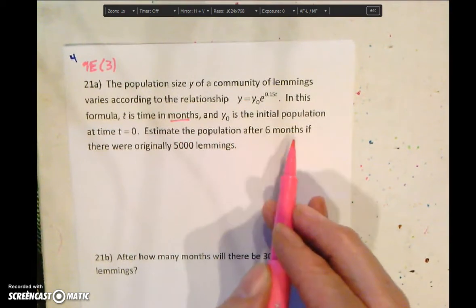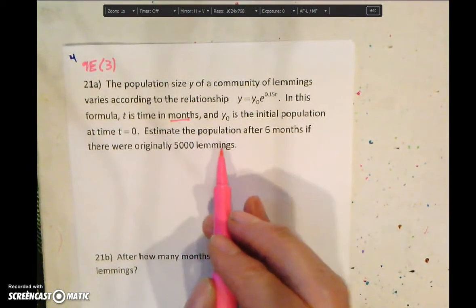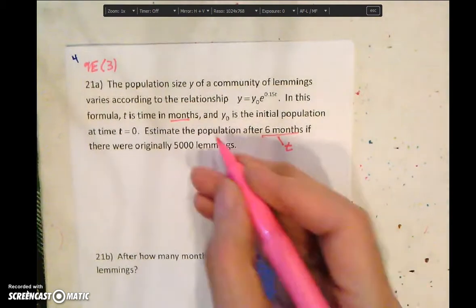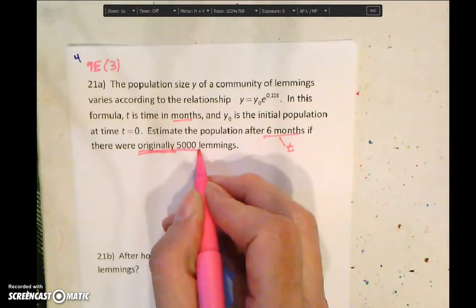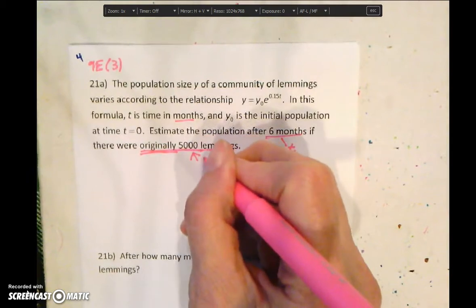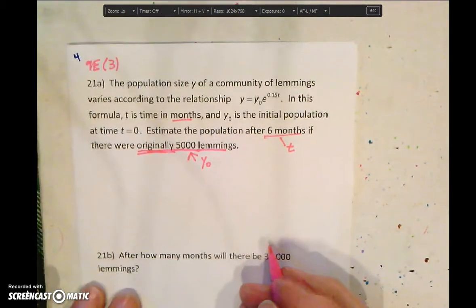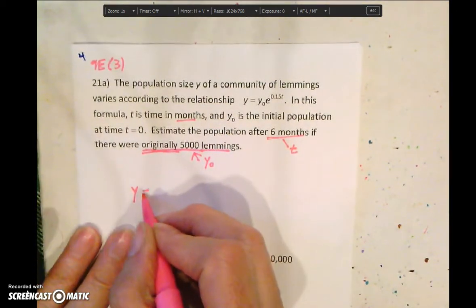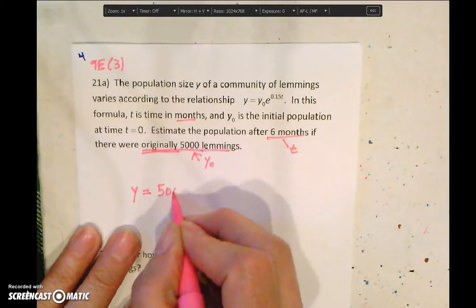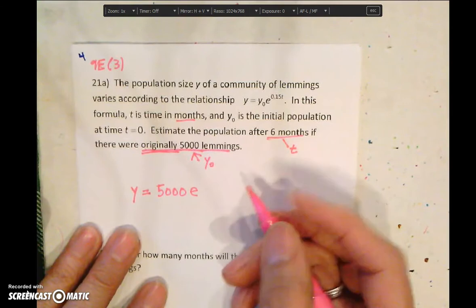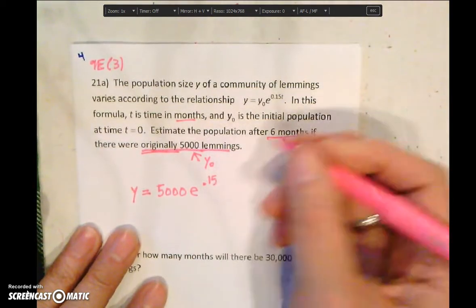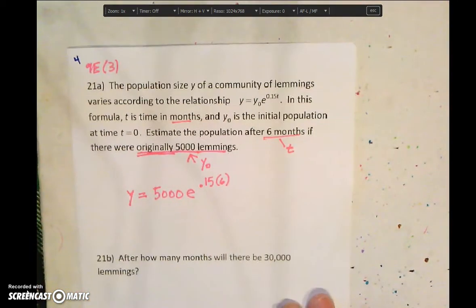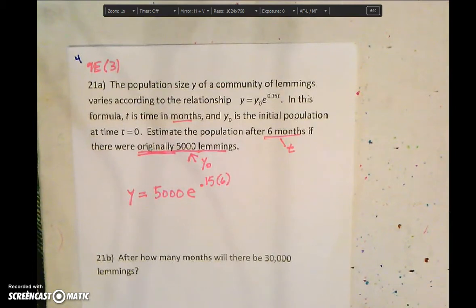Estimate the population after 6 months if there are originally 5,000 lemmings. So here's our 6 months, so that means this is our t. And originally, there's that word originally, 5,000 lemmings. So this is going to be our y sub 0. So we're looking now for the population at the end. So we're going to have y is equal to 5,000 times e raised to the 0.15, and then t is going to be 6. So I'm going to put times 6 right there. And then we'll go to our calculator and put that in.